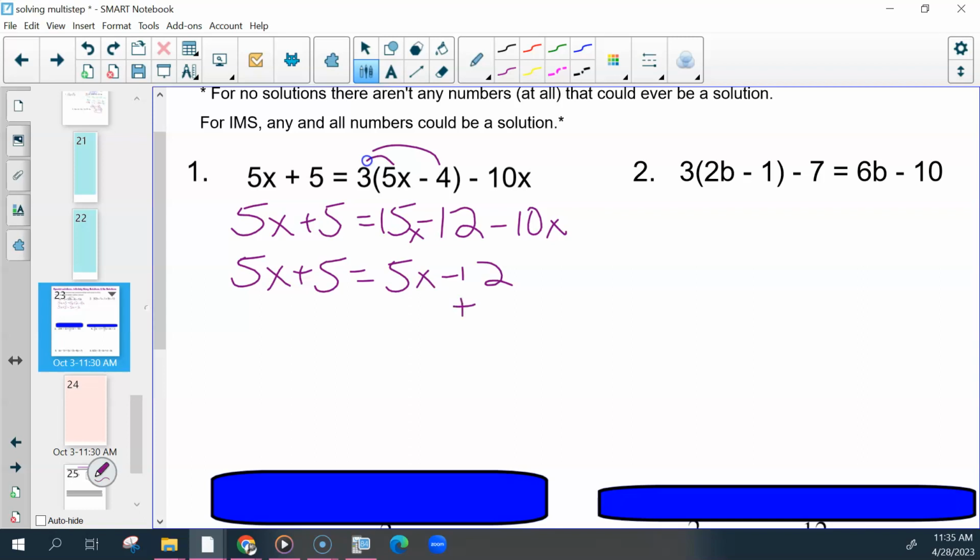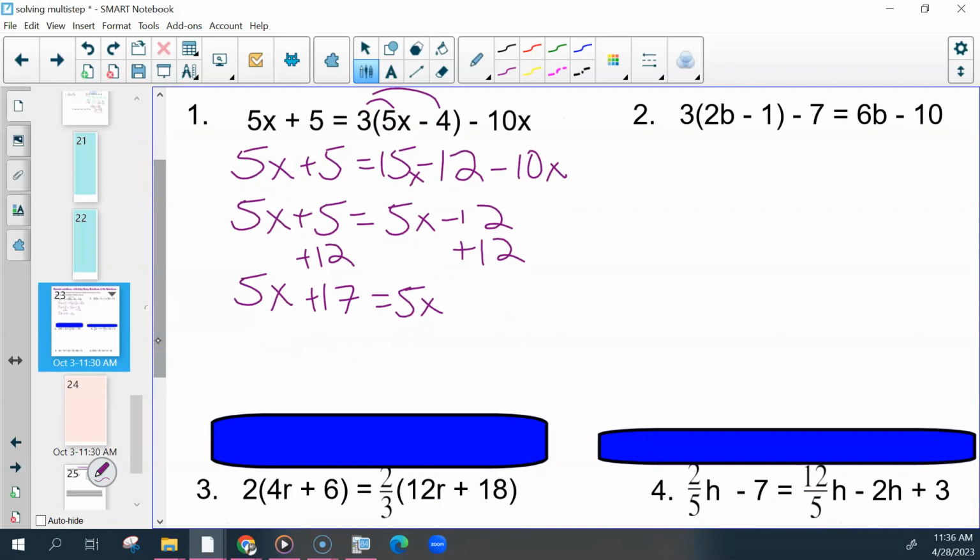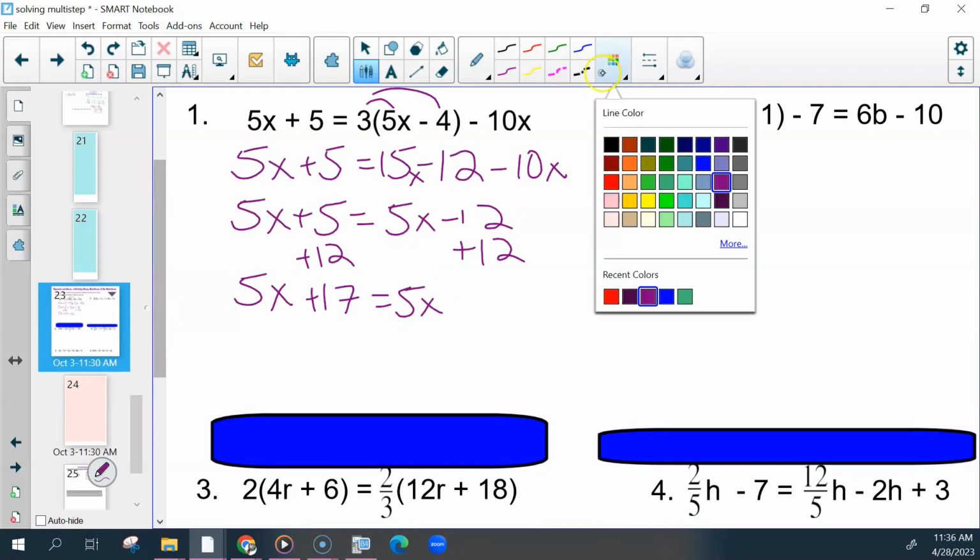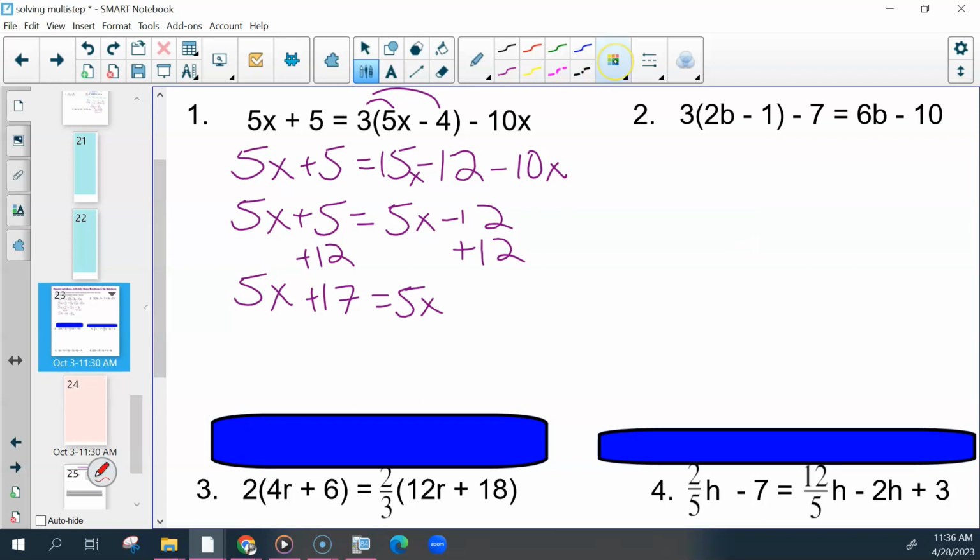We can do that. So add 12 over here. We have 5x plus 17 equals 5x. We still have to get 5x over, so we have to subtract it. But what would happen when we do that? 0. The 17 equals 0.